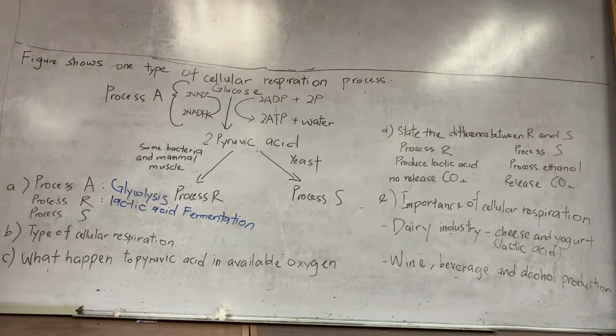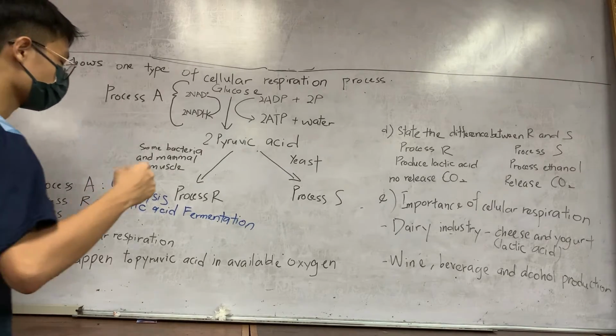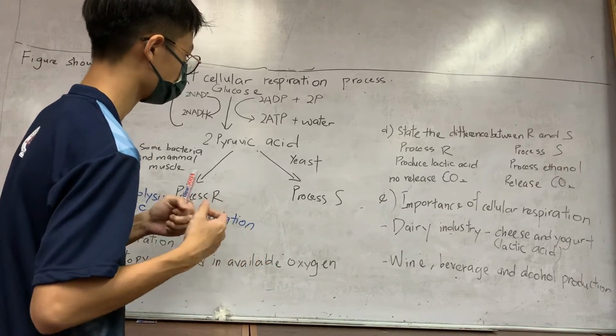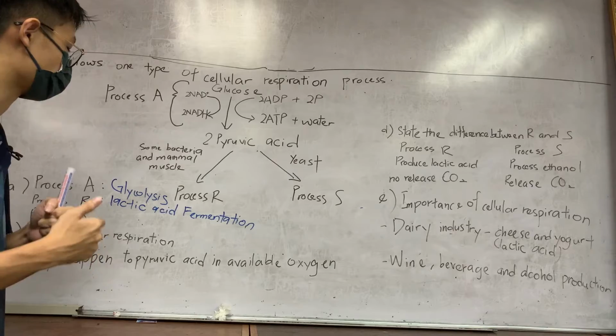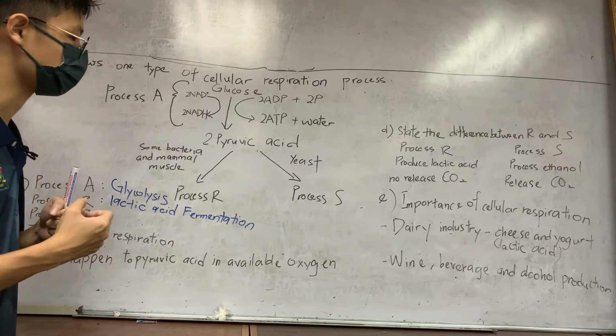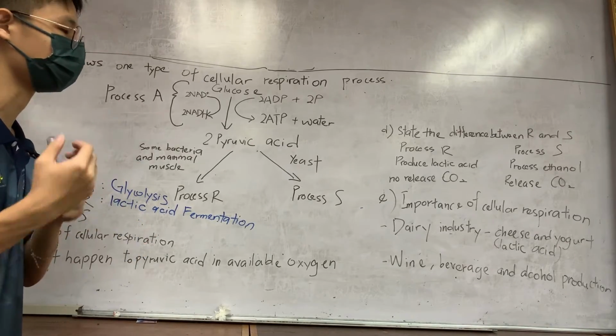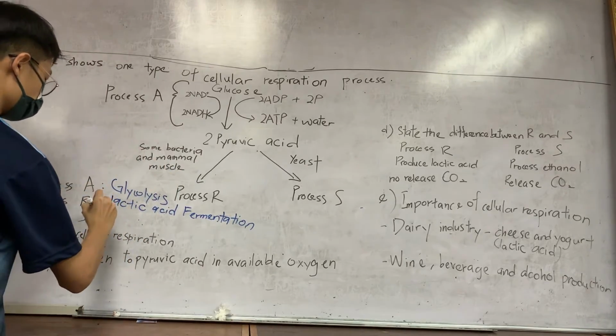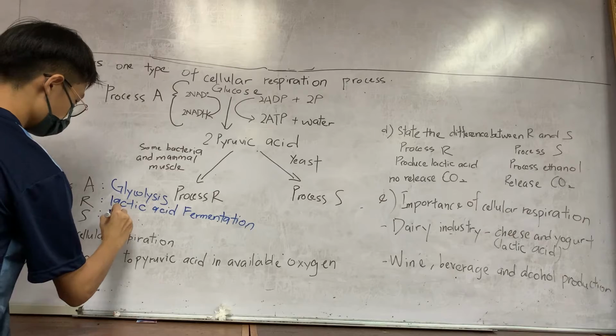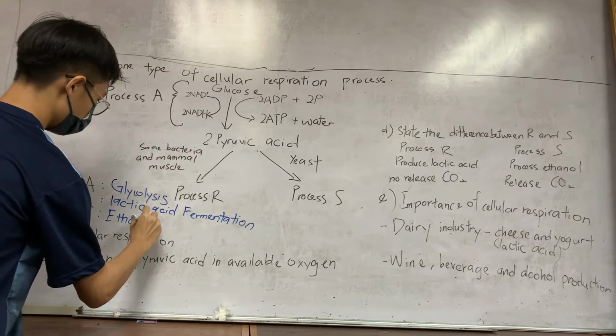This is because lactic acid can only be found in bacteria and mammal muscle. Next, process S occurs in yeast. As we know, yeast will produce ethanol when it carries out anaerobic respiration. So process S is the ethanol fermentation.